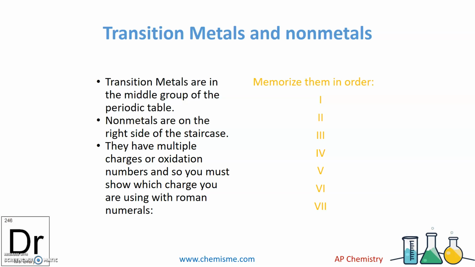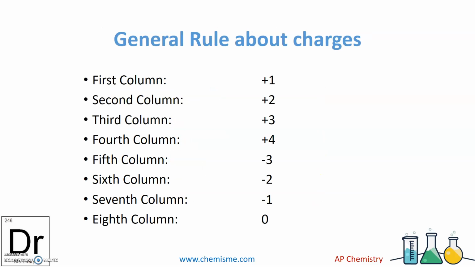Transition metals are in the middle group of your periodic table from scandium through zinc and down. The nonmetals on the right side of the staircase can also use Roman numerals if they're the cation, because they have multiple charges or oxidation numbers, and you want to show the charge or oxidation number you're using. You should also memorize the Roman numerals in order of the dashes that we have here.